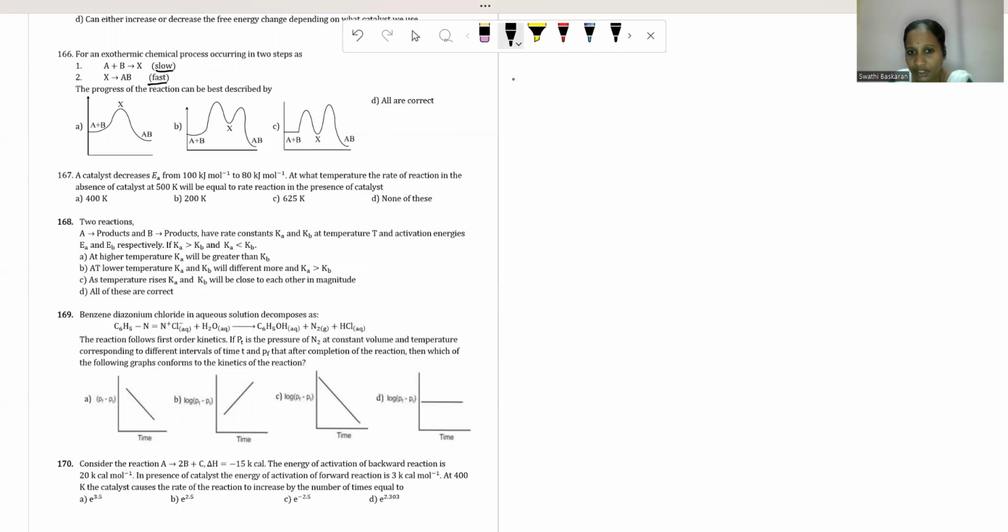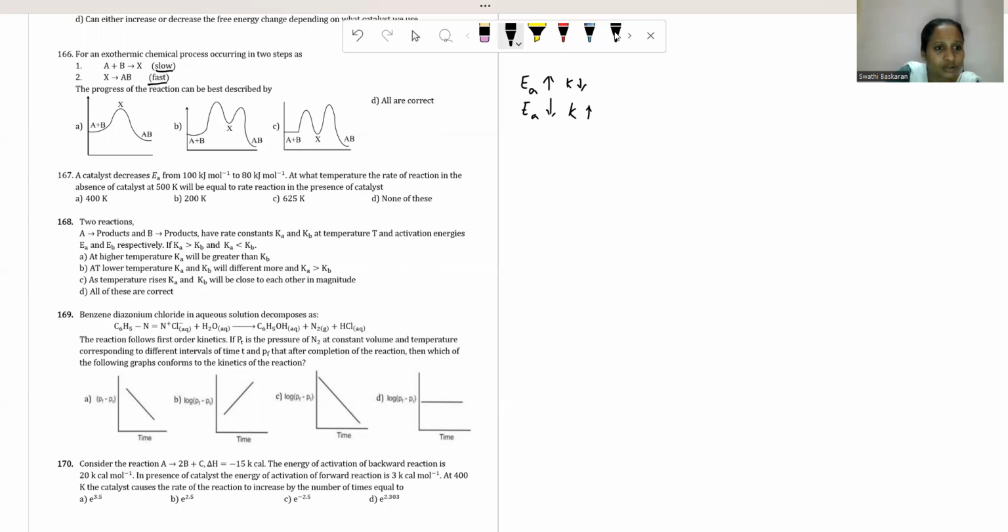And we know a relationship here. What is that relationship? When activation energy is high, the rate of the reaction is less. When activation energy is less, the rate of the reaction is more. Correct? So this we have already learned.